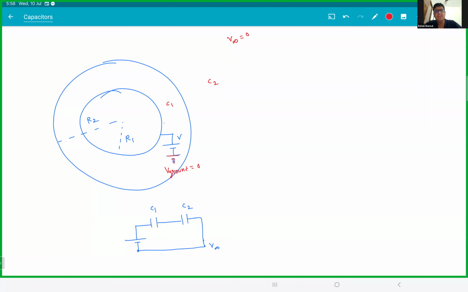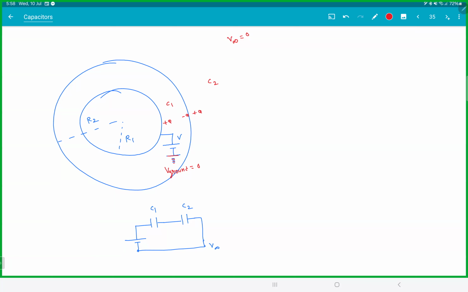Both C1 and C2 have plus Q and minus Q on their plates. Where can we ground? C1 is connected to the ground, which is also zero potential, and C2... where is C1 connected to the ground? C1 is connected to the battery. It's okay.